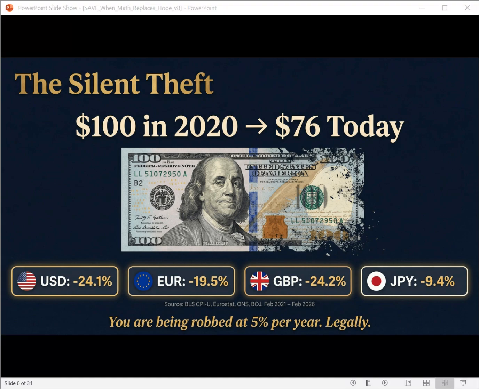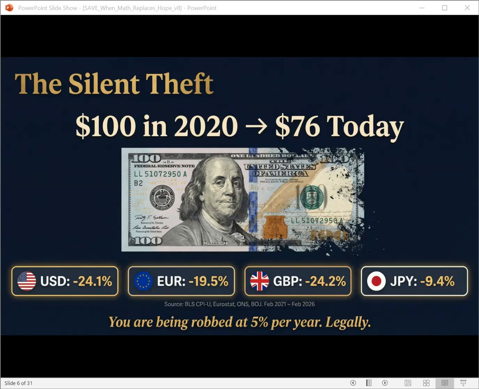So, the silent theft. If someone stole 24% of your savings, you would call the police. But when inflation does it, you barely notice. $100 in 2020 buys $76 worth of goods today. That's not a rounding error. It is a quarter of your purchasing power gone in 5 years. The dollar lost 24.1%, the pound lost 24.2%, the euro lost 19.5%. Even the yen, supposedly the safe haven, lost 9.4%.